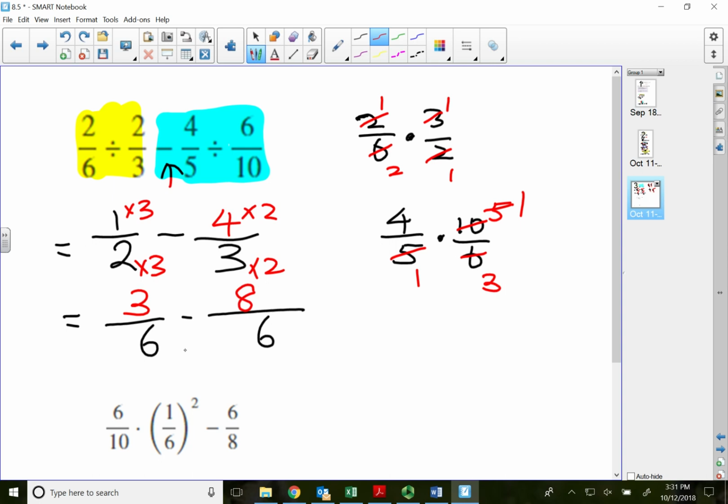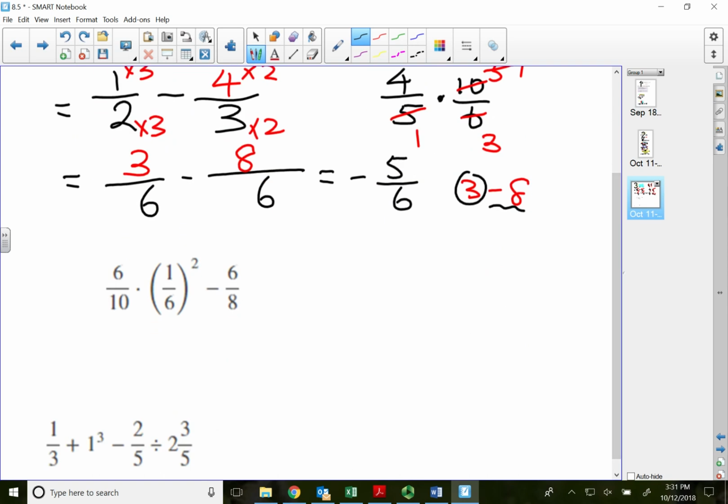All right, so if I just add and subtract the numerators, this is 3 minus 8. 3 minus 8, terms with different signs, we will subtract. So that's why my answer is going to be negative 5 over 6. Why negative? Because I have more negative than positive. So it'll be negative.